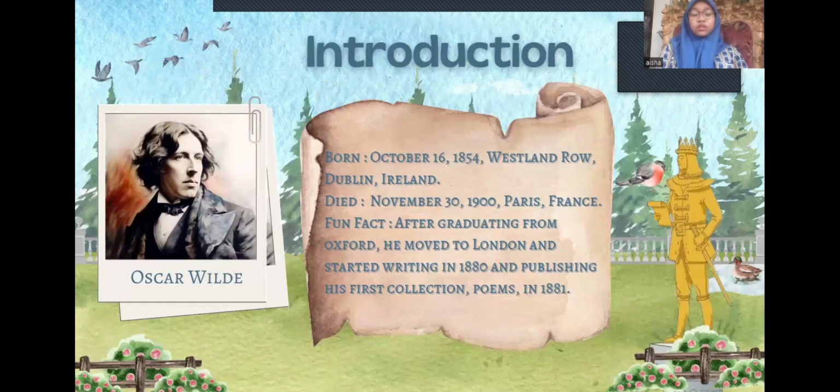Oscar Wilde was born on October 16, 1854, on Westland Road, Dublin, Ireland. He died on November 30, 1900, in Paris, France. After graduating from Oxford, he moved to London and started writing in 1880, publishing his first collection, Poems, in 1881.